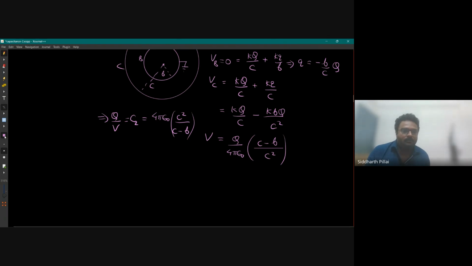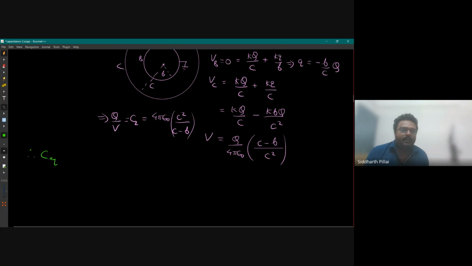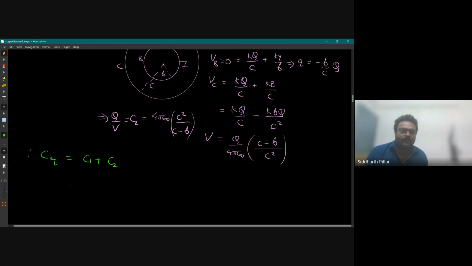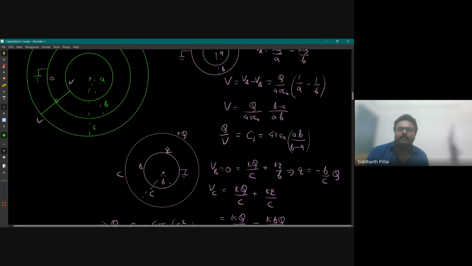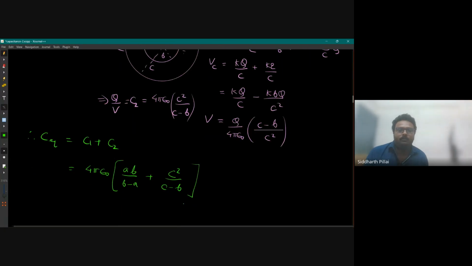Now we can switch back to green. So I don't have to write anything. I already have the results. So therefore, C equivalent of the system is simply C1 plus C2. I can take 4 pi epsilon naught common. What will I get? C1 is AB by B minus A, and C2 is C square by C minus B. And that would be your answer.